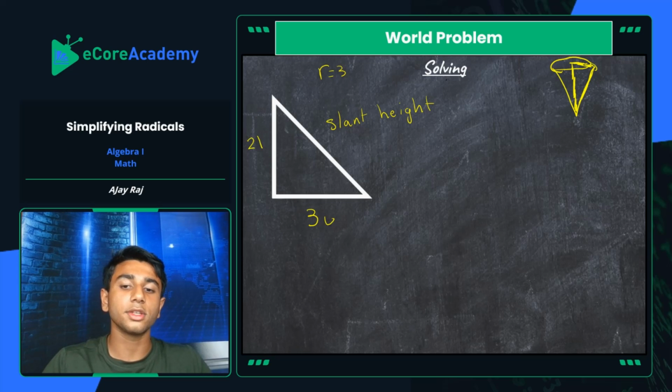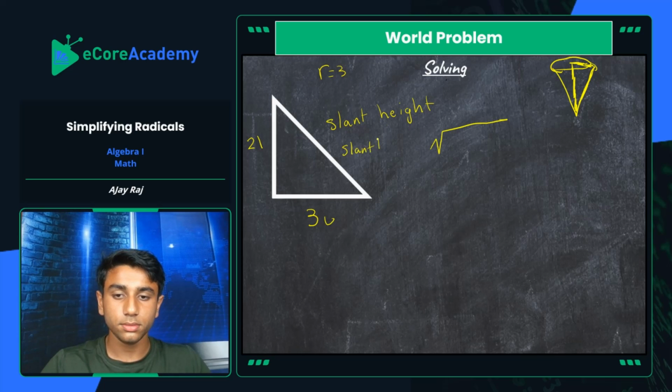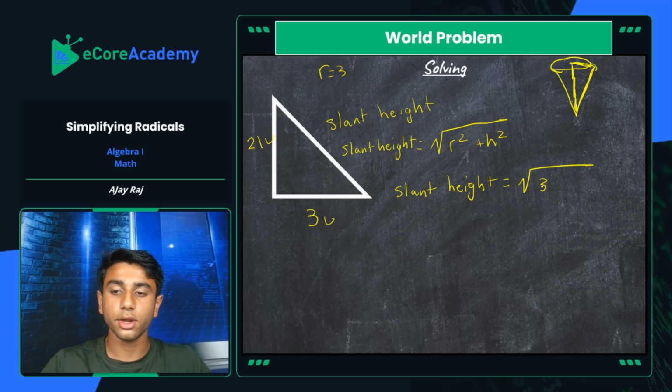So now all we're left with is finding the slant height. However, we're going to use the formula that they already gave us. The formula that they gave us was the slant height is equivalent to the square root of the radius squared plus the height squared, essentially. So now that we have the height and we have the radius, we can plug those values in. So we have that our slant height here is equivalent to the square root of 3 squared plus our 21 squared in this case.